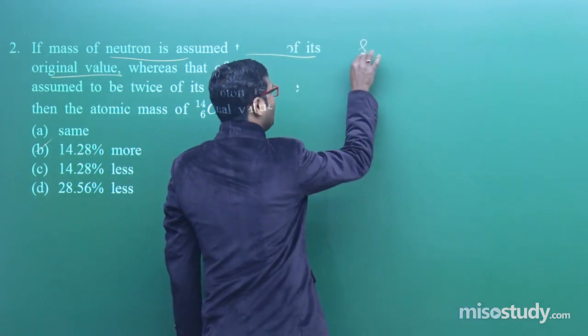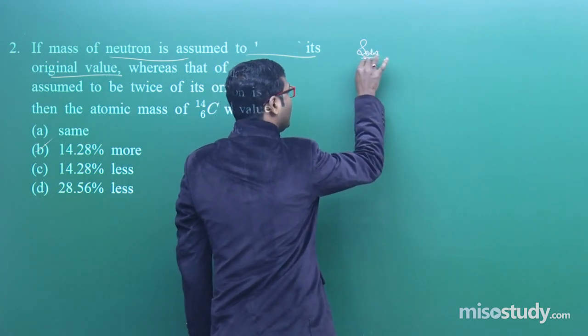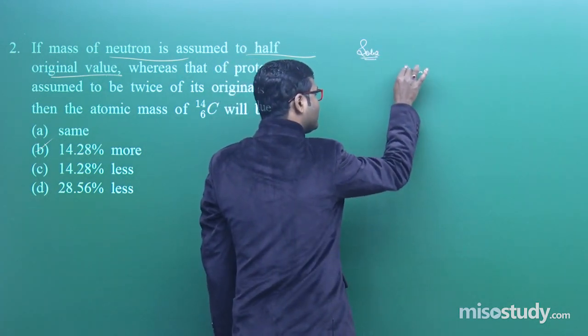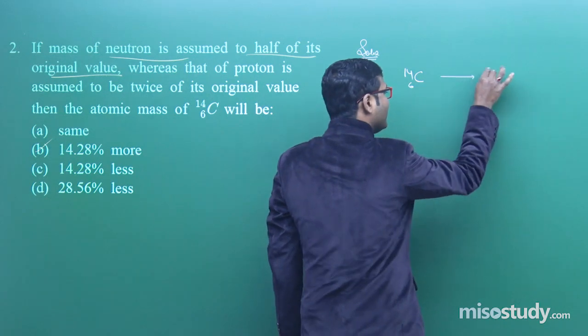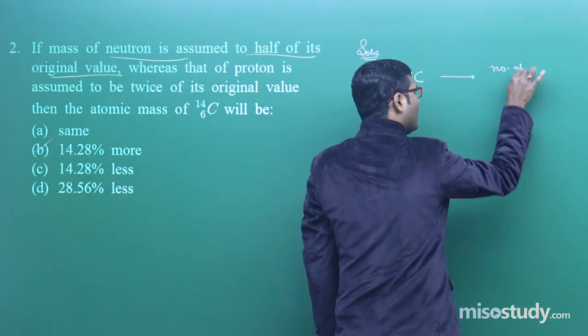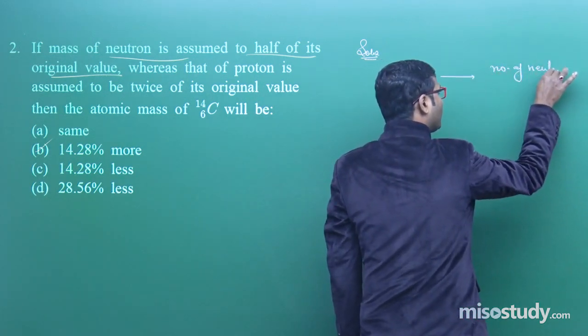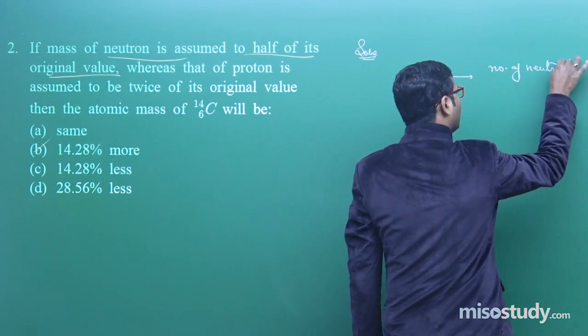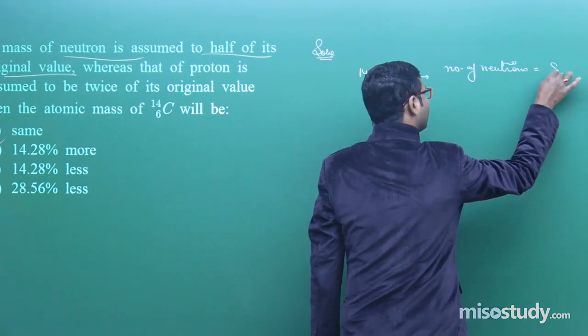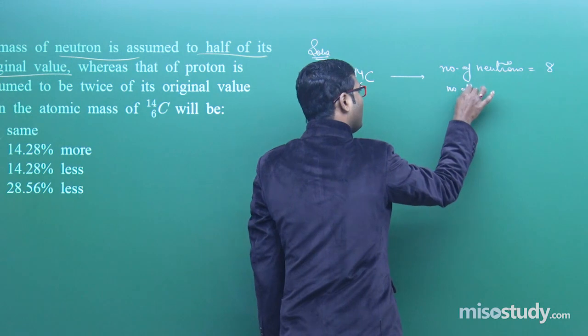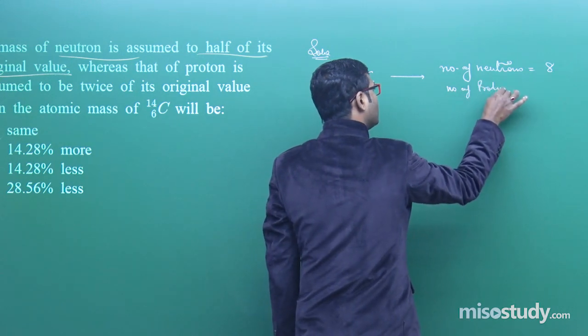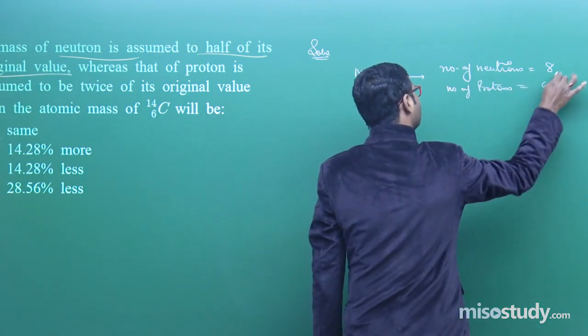Now first of all, what is given in C14? This is the general case. The number of neutrons will be equal to 14 minus 6, that is 8, and the number of protons will be equal to 6. This is the general case.